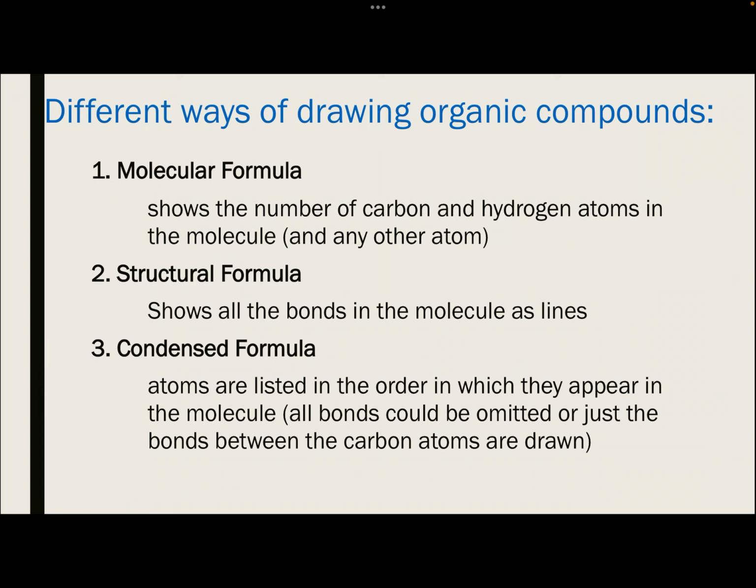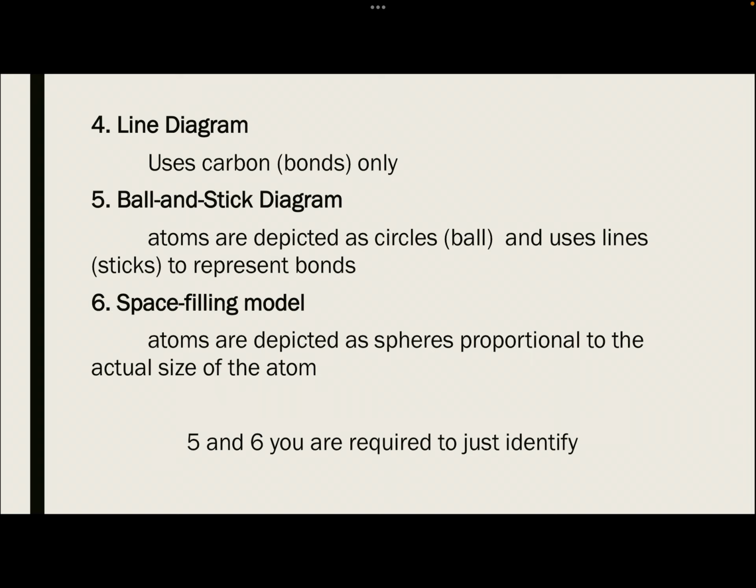When we're looking at drawing our organic compounds, there are different ways that we can draw them. The first is a molecular formula, which shows the number of carbon and hydrogen atoms in the molecule and any other atom. We can have the structural formula, which shows all the bonds in the molecule as lines. We can have a condensed formula, which is atoms listed in the order in which they appear in the molecule. Here, all bonds could be omitted or just the bonds between the carbons are drawn.